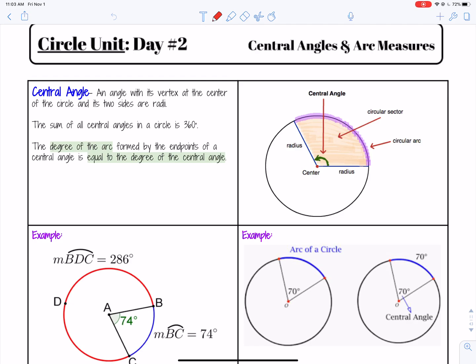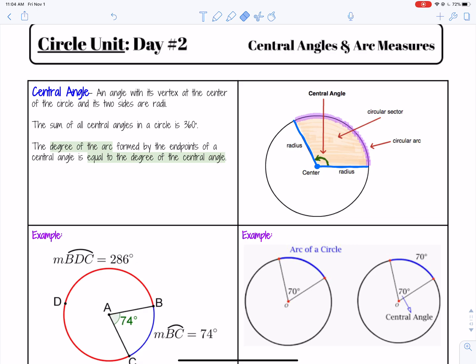In this video, let's take a look at the notes for central angles and arc measures. A central angle is an angle with its vertex at the center of the circle and its two sides are radii. So there's a nice picture of that over here. So a central angle basically has the vertex of that angle at the center of the circle. The sum of all central angles in a circle is 360 degrees, because if you added them all together, it would form the whole circle.